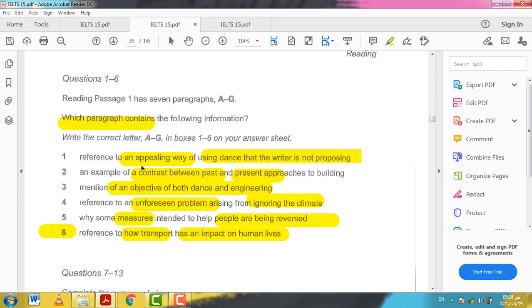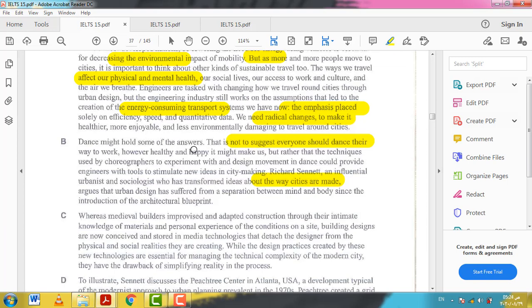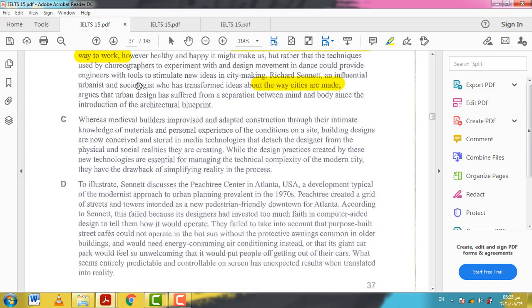A reference to an appealing way of using dance that the writer is not proposing. Dance might hold some of the answers. It is not to suggest everyone should dance their way to work. That the writer didn't recommend it.